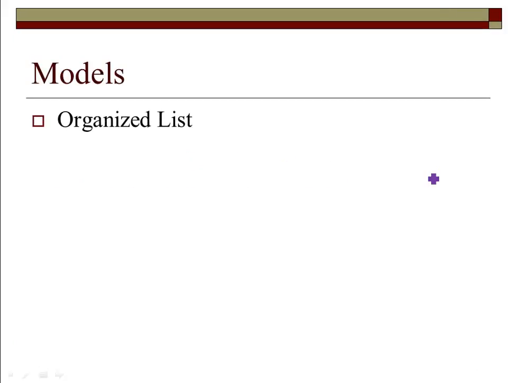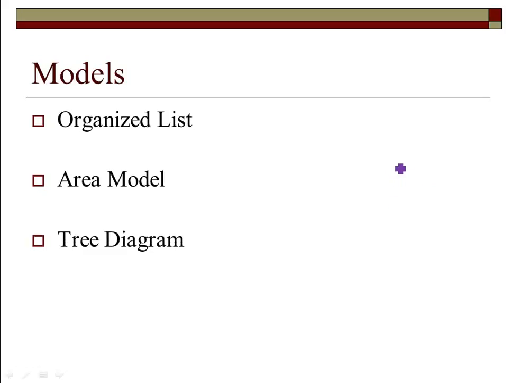One is to use an organized list. That's really nice when you have things that are easy to make a list of the possible outcomes. You can use area models, which is probably the most common one we'll use, but there are limitations to the area model. Or we can use a tree diagram. So here are some of the advantages of using each one.